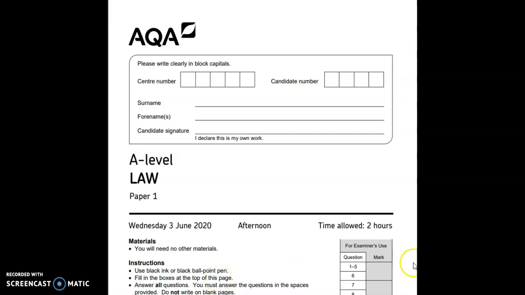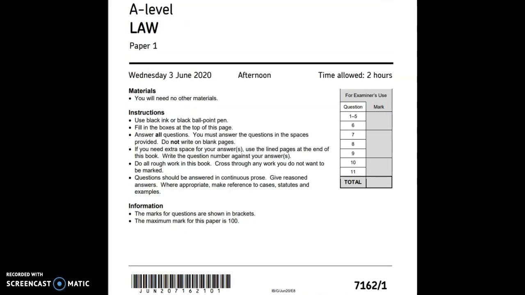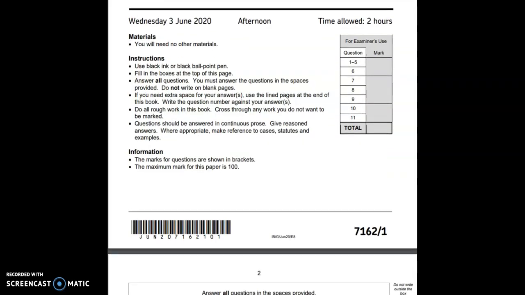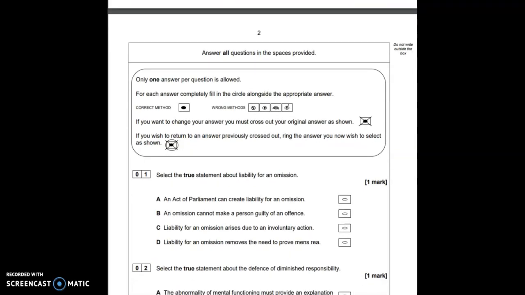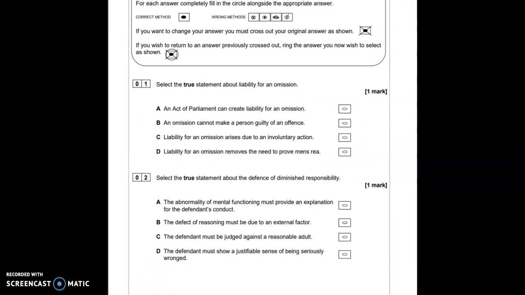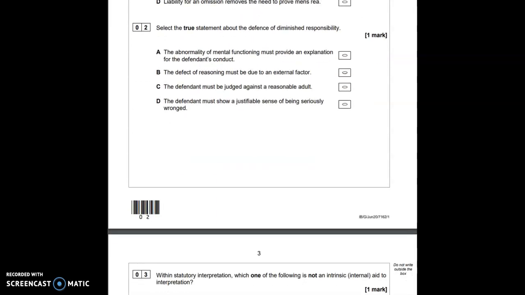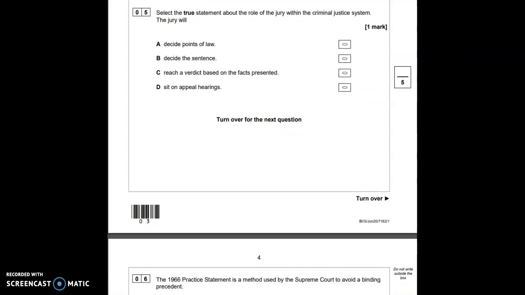So I've switched my screens over now so that you can see the AQA A-Level Law Paper 1 from June 2020. And you would be allowed 2 hours to answer all of the questions on this exam. Now, we're not going to go through all of the questions on this paper today, but I'm going to scroll through just so you can see what you'd be required to do, and then we're going to focus on the 30 markers. So the first section of this paper are the multiple choice questions, and I have done a separate video on my channel which talks you through how you should go about answering these multiple choice 1-mark questions.